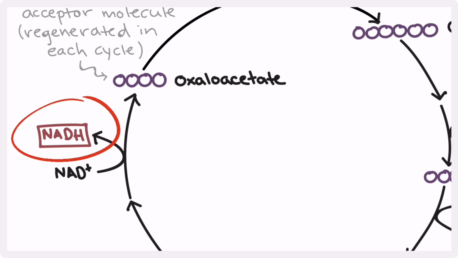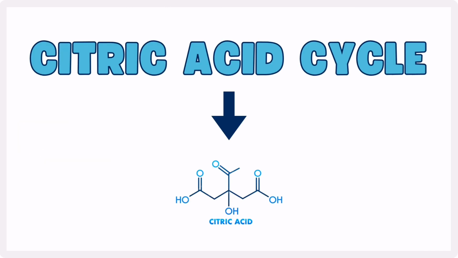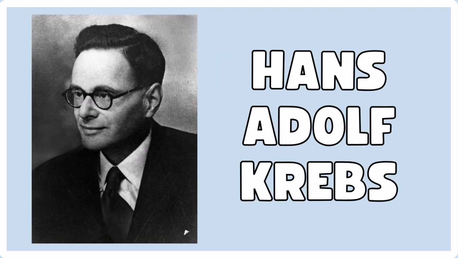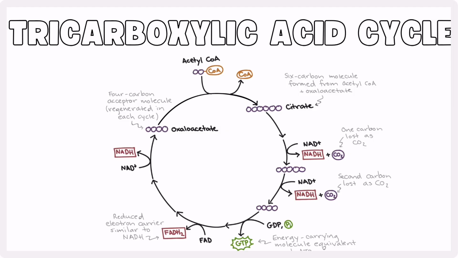This cycle, the third step of biological energy production, receives its name from the cycle's first intermediate product, the citric acid. The citric acid cycle is also known as the Krebs cycle, after its discoverer Hans Adolf Krebs, and the tricarboxylic acid cycle, after the three carboxylate groups found in the citric acid cycle.